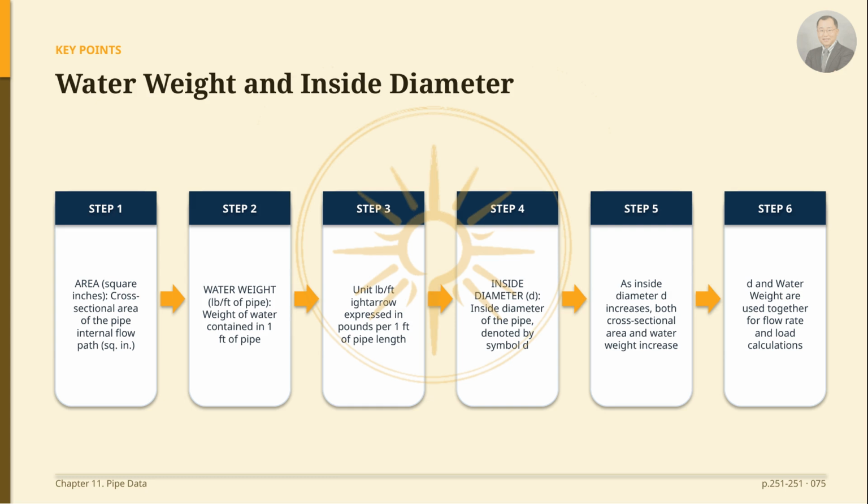As the inside diameter d increases, the internal cross-sectional area widens, and the weight of the water filling it increases accordingly. Therefore, when calculating actual flow rates or estimating the load on the piping, the inside diameter d and this water weight value are referenced together.